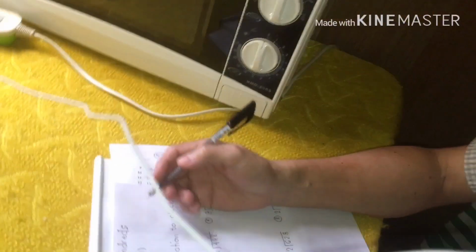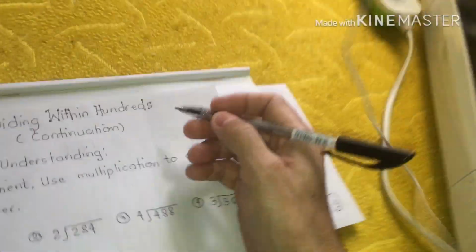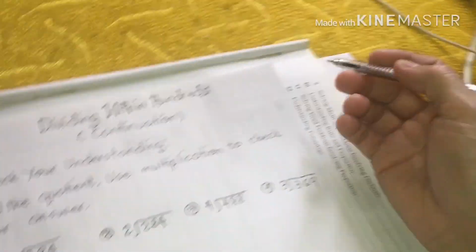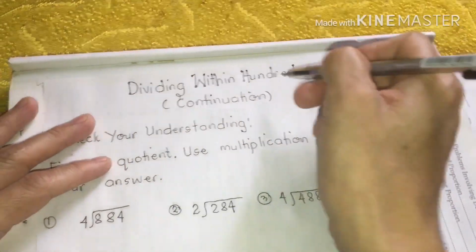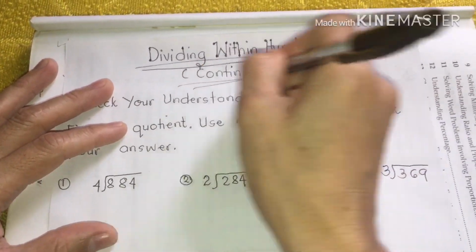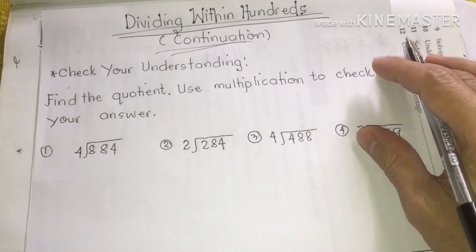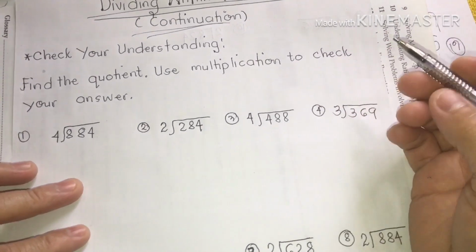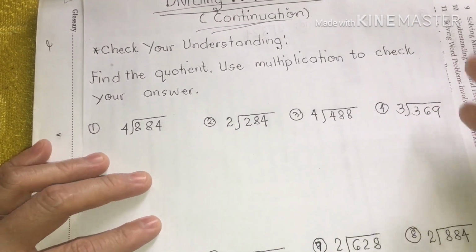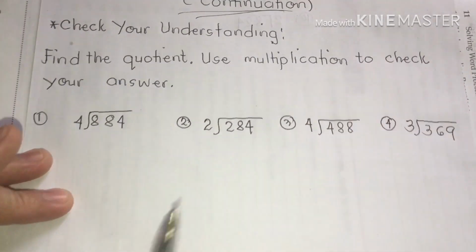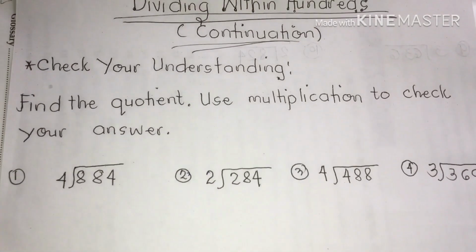Today's class, as I promised, we're going to continue to solve the following problems on dividing within hundreds. So please keep on watching my videos. Actually, this is a continuation wherein I promised you. First, we're going to continue from number 5. So this is number 6, 7, 8, 9, 10, 11, 12. That's equivalent to 20 items.